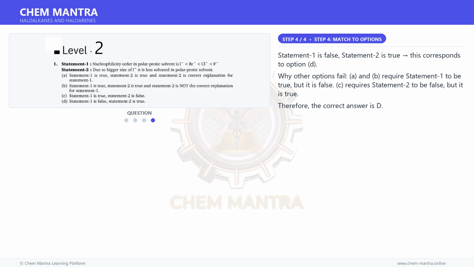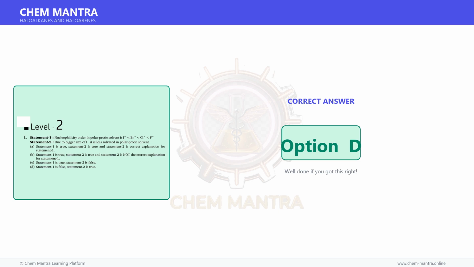Why other options fail? A and B require statement 1 to be true, but it is false. C requires statement 2 to be false, but it is true. Therefore, the correct answer is D. Therefore, the correct answer is option D.